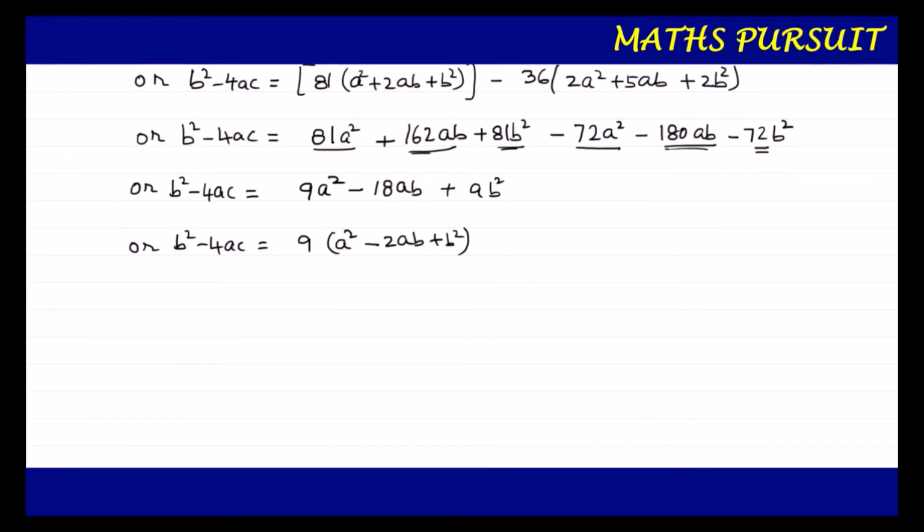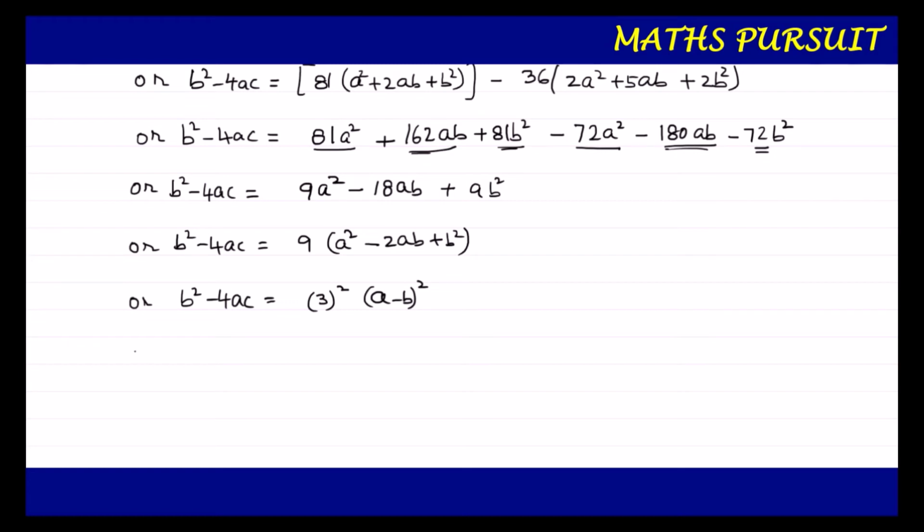Or I can write, b square minus 4ac is equal to, this I can write 3 square, 9 is nothing but 3 square, and a square minus 2ab plus b square is nothing but a minus b whole square. So let us keep these values as they are and put this value for b square minus 4ac in the above quadratic equation formula.